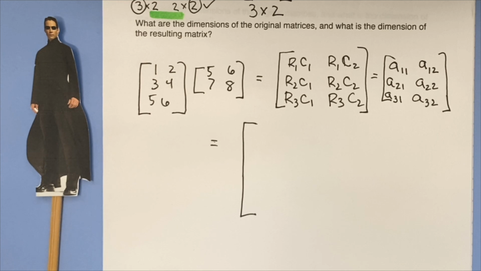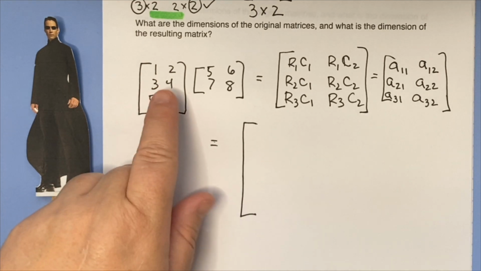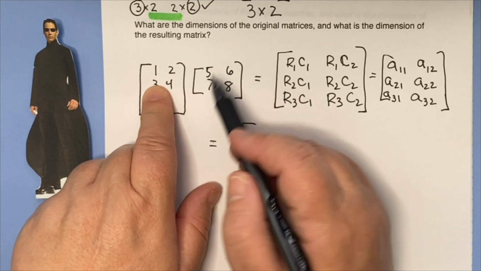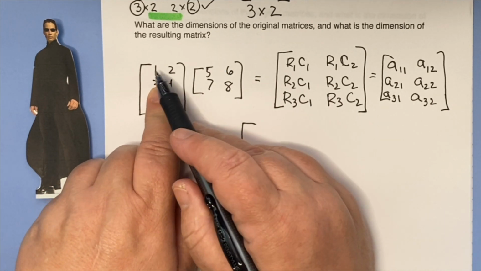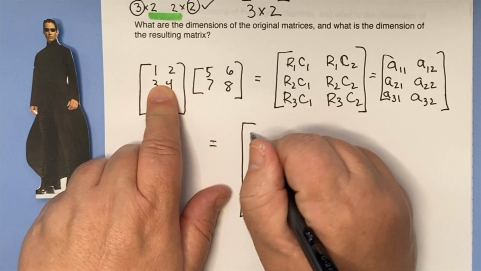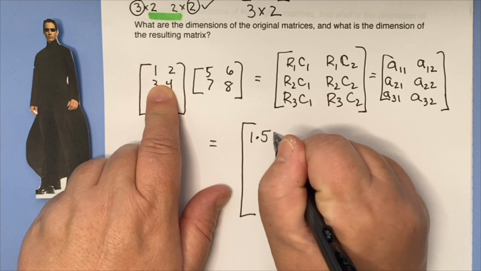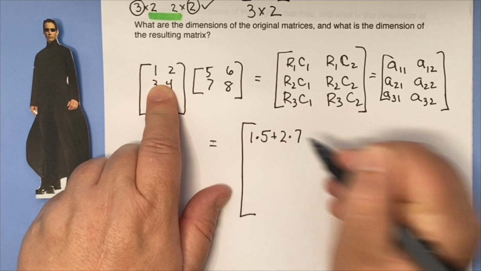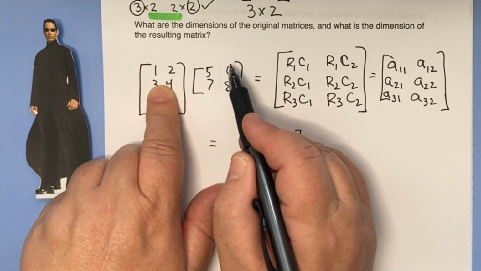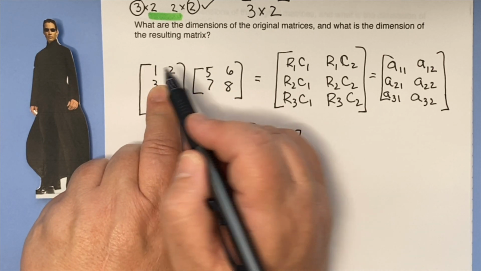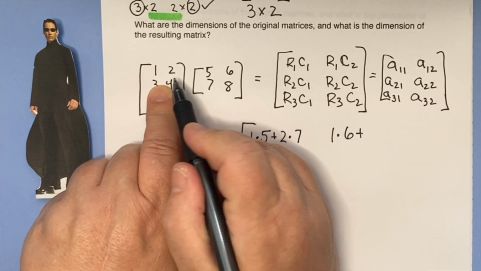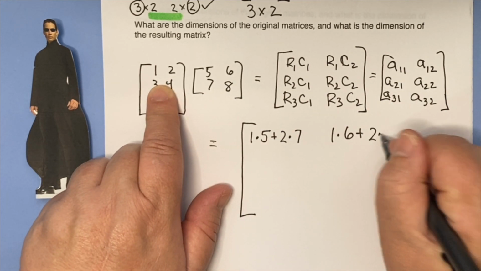I'm going to use the traditional technique where here I'm going to do row 1 times column 1. So I'm going to match up 1, 2, and 5, 7. So it's going to be 1 times 5 plus 2 times 7. And then over here, I'm going to do row 1 times column 2. So that's going to be the first two multiplied, 1 times 6, plus the second two multiplied, 2 times 8.